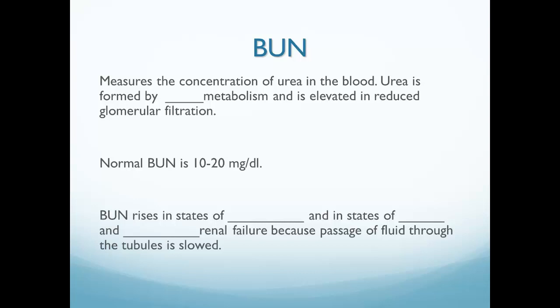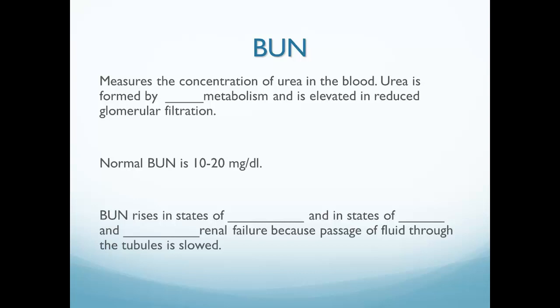But what else can cause the BUN to rise? The BUN rises in states of blank. And the correct answer there is dehydration. BUN rises in states of dehydration and in states of acute and chronic renal failure. Well, why would the BUN rise in a state of dehydration? My goodness, I mean, it's not like we're metabolizing more protein during dehydration. It's the same kind of thing that can happen as what we talked about with glucose. We can make that value higher by adding more BUN to it or by taking away the water. And in the case of dehydration, we take away the water.